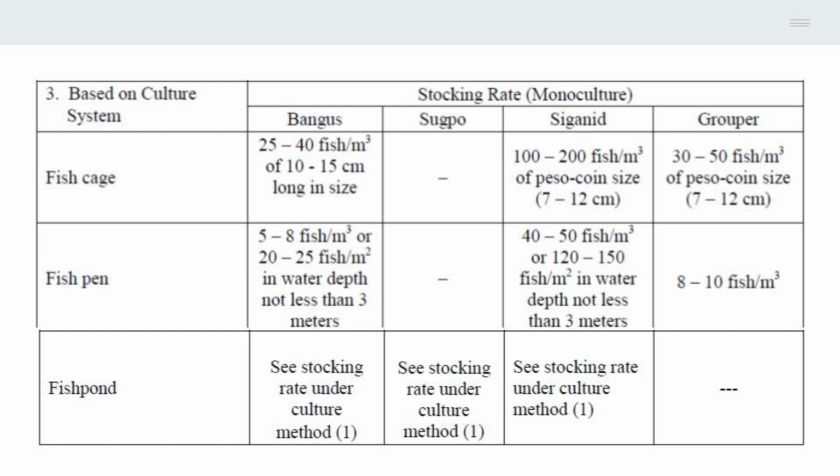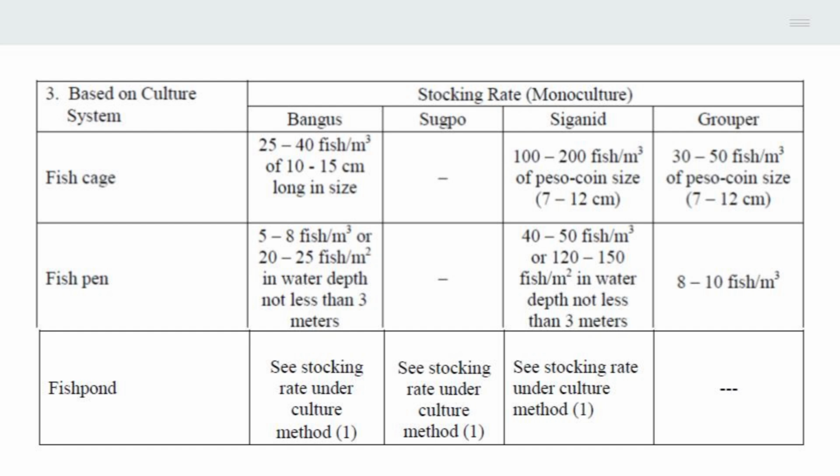Because fish pens provide more space and rely on natural water exchange, stocking densities are lower compared to fish cages. This helps minimize stress and improves growth rates. Lastly, we have fish ponds. These are land-based, man-made enclosures where water conditions and feeding are carefully managed.